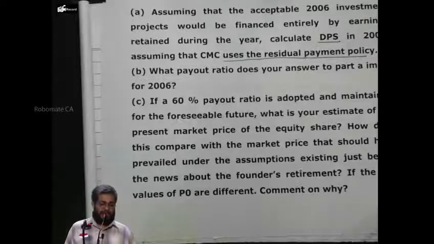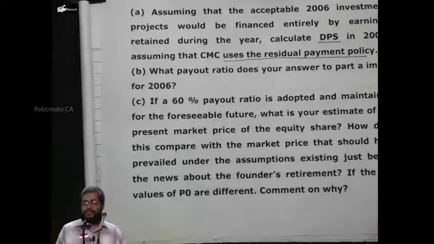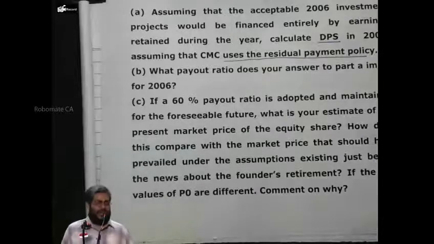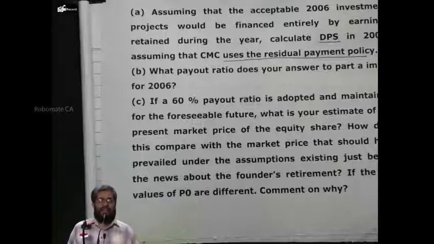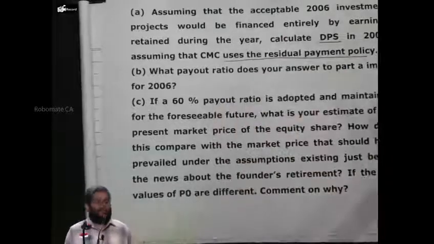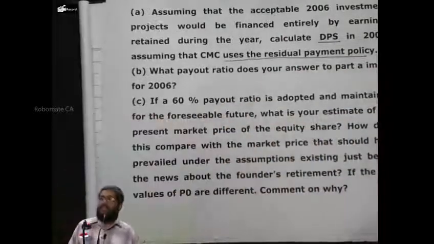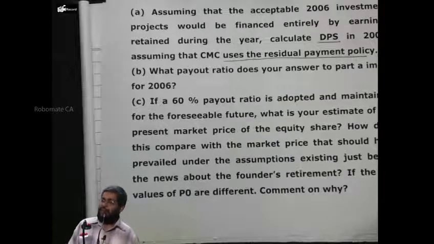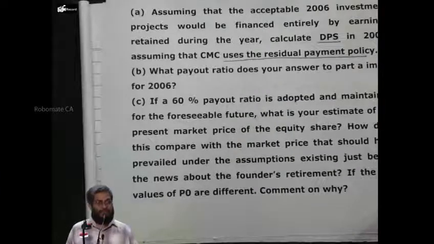DPS, dividend per share is equal to 12 lakhs divided by how many shares here? 2 lakh shares. 12 lakhs divided by 2 lakhs is equal to how much rupees per share? 6 rupees per share or 6 pounds per share. The question is given in what? Pounds. Yes, pound 6 per share. The dividend per share is pound 6 per share.